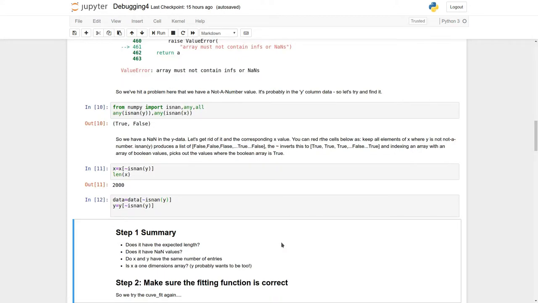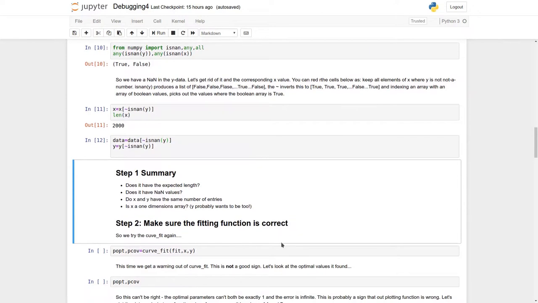This is the second part of the video tutorial on debugging CurveFit. In the first step, we were mainly concentrating on making sure that the data we had was the correct data that we were expecting. We've now got ourselves to a point where we have the correct data. The data is the correct shape, it's not got NaNs in it, and so we can go and have another go at doing the CurveFit.